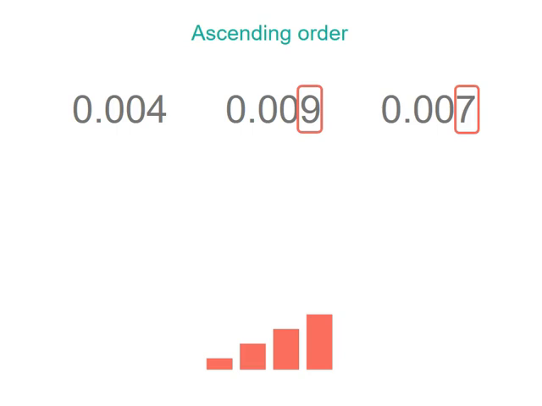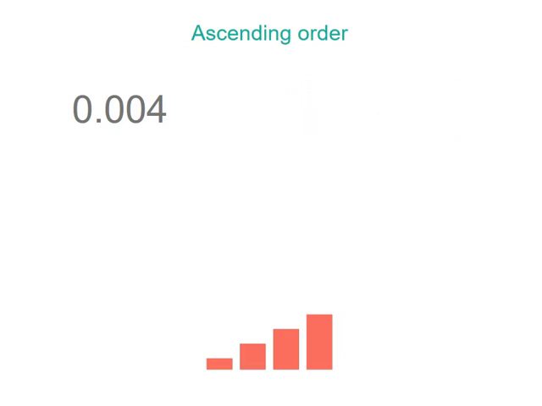Now we've got 9 thousandths compared to 7 thousandths. Well, 7 thousandths is smaller, so we're going to swap those two over, and now we can see we've got 4 thousandths, then 7 thousandths, then 9 thousandths. So they're increasing as they're going from left to right.